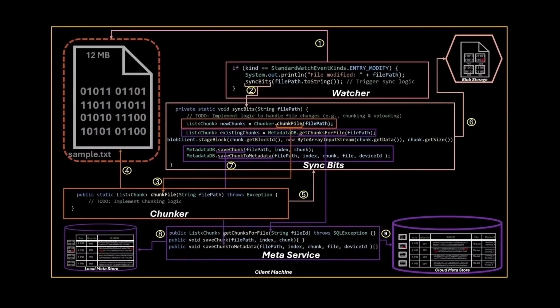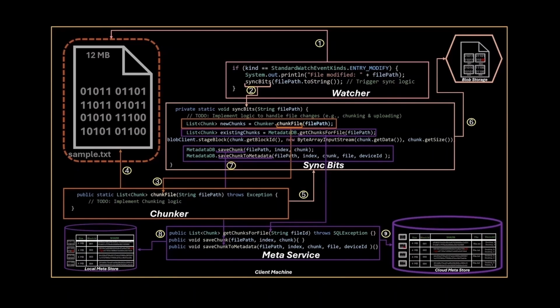And at the end, we see that steps number 6, 8, and 9 are completed, where the blob storage, local metastore, and the cloud metastore, all the databases are updated with the chunk where the change has been detected. So phase two of the design discussion is also completed. Let me recap what we have discussed.